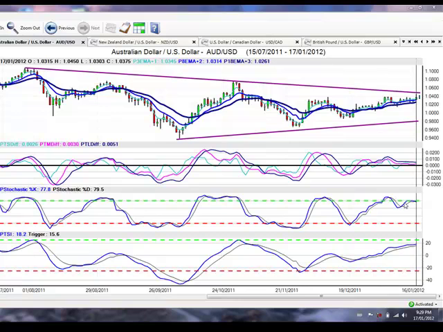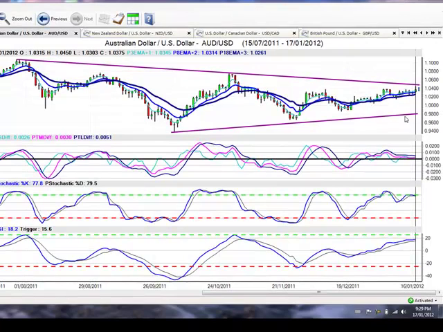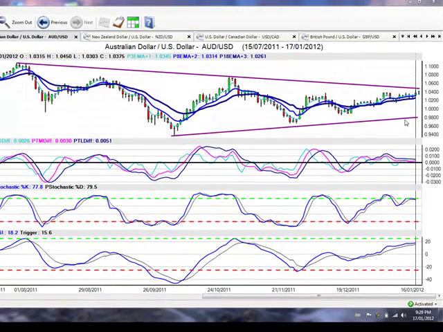Now, our predicted stochastic is crossing over to the downside in overbought territory, and our predicted true strength indicator is also crossing the trigger. It's getting ready, I would say, to cross the trigger in, again, overbought territory. Now, this trade is going to be counter trend, and it is going to be a volatile one, so certainly not for the faint of heart.